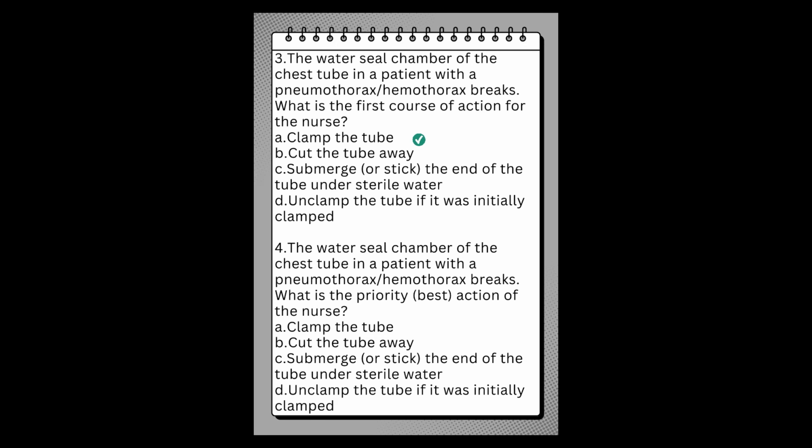Now, in this question, the priority action for the nurse is to submerge the end of the tube under sterile water. Because doing so prevents air from getting into the chest. At the same time, this allows air or blood from the chest tube to get out. So for number 4, the best option is to submerge the end of the tube under sterile water. But compare it with number 3. What is the best? What is the first? First is to clamp. What is the best? The best is to submerge. So number 4 answer is C.